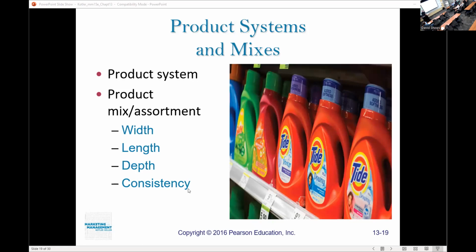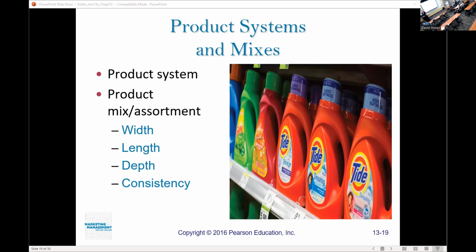Let's do this. Let's talk about mixes with length, depth, and consistency. So, product mix. This is what I was looking for. Remember I talked about the product mix. Now, Oxydol is listed here for Procter & Gamble, but it no longer is in there, okay? So these are the laundry detergents that Procter & Gamble has.